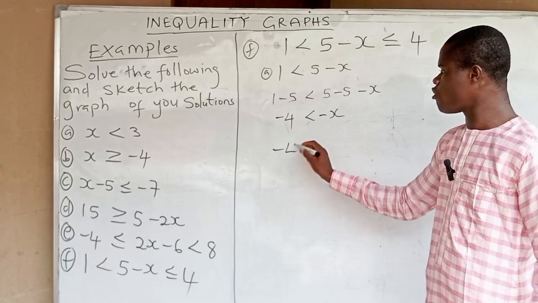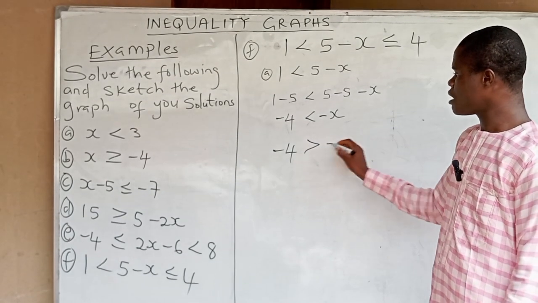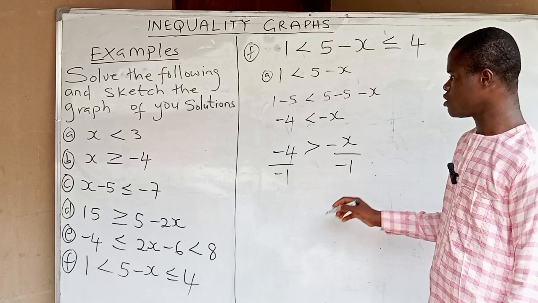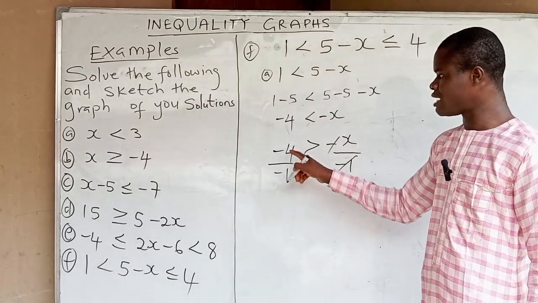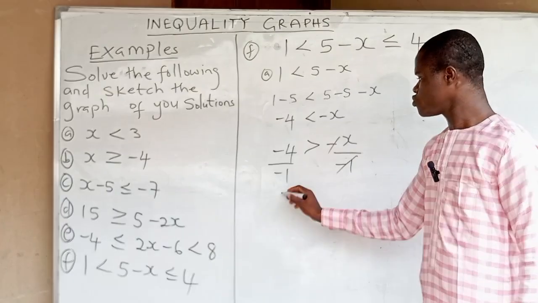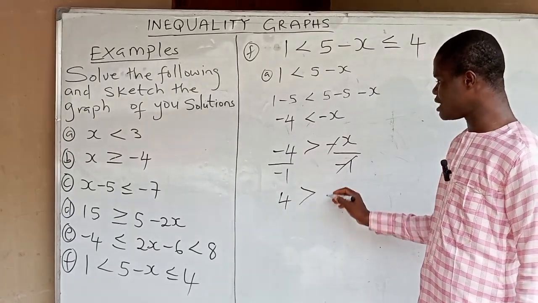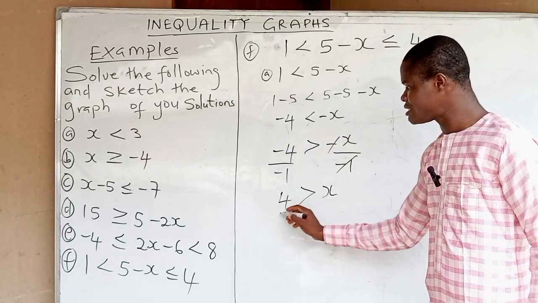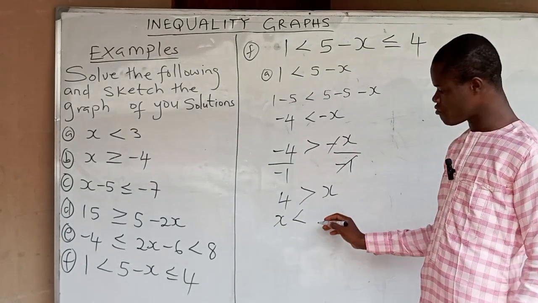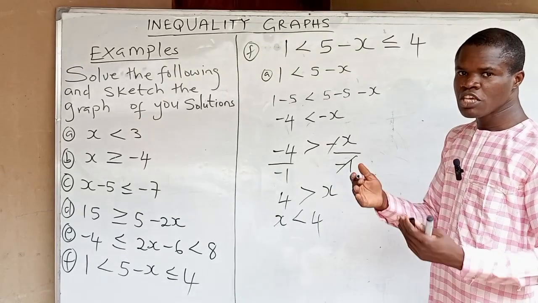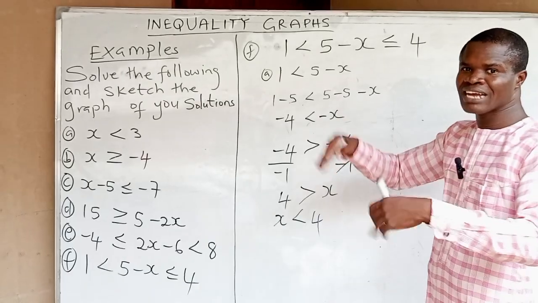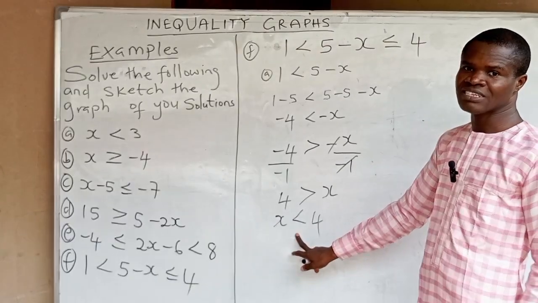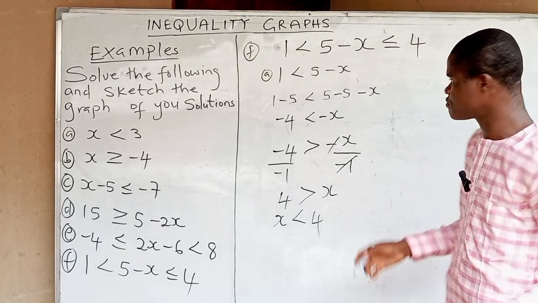So this becomes minus 4 is now greater than minus x because I'm now dividing by minus 1, minus 1. So minus will cancel minus, of course, so that 4 is greater than x. 4 is greater than x means that x is smaller than 4. That's what it means. If they say 4 is bigger than x, it means that x is smaller than 4. So I have interpreted it this way for easy sketching.